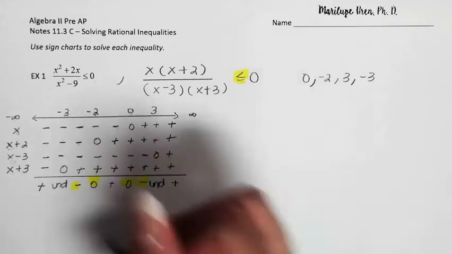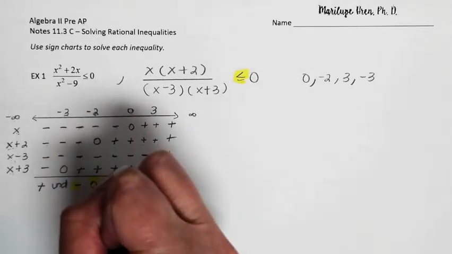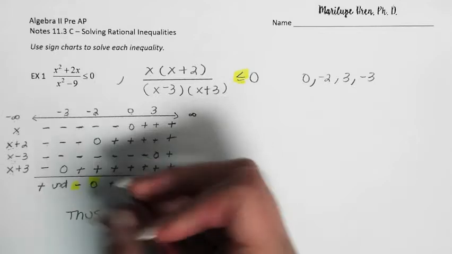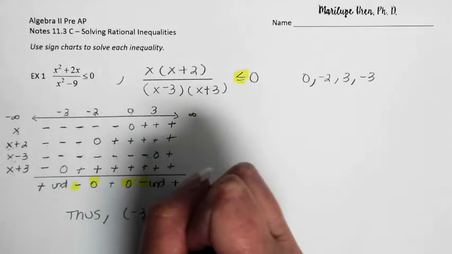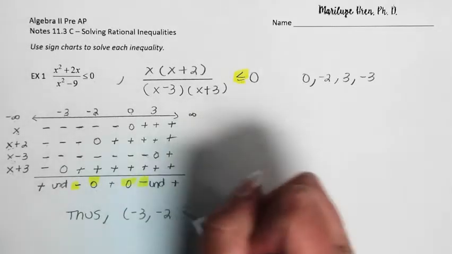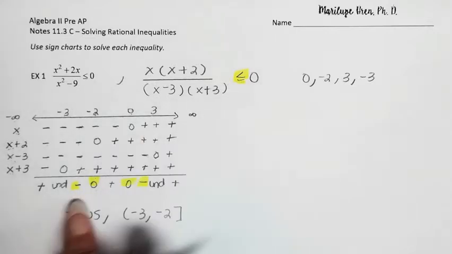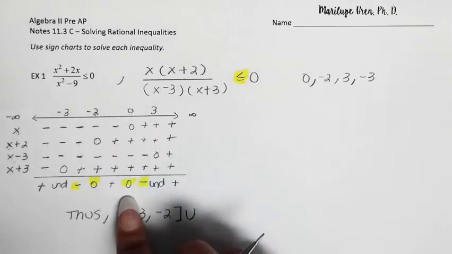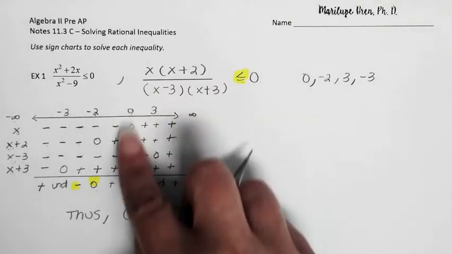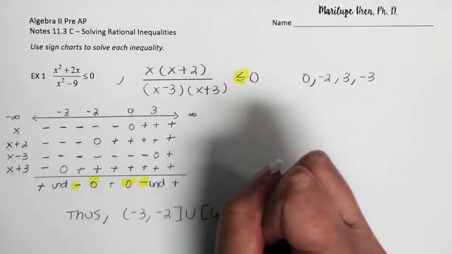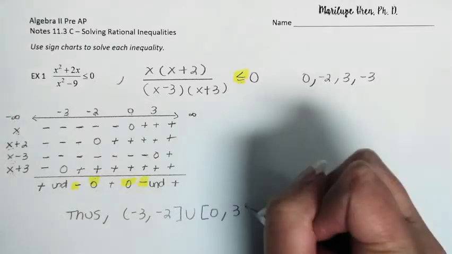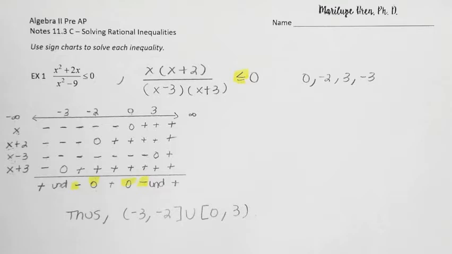So what's your solution? Your solution is going to be from negative 3 to negative 2, and you're going to include the negative 2. Okay, then union. Okay, and you're going to start at 0, including the 0. Okay, to positive 3. Okay, but you're not going to include the positive 3, and that's it for this example.